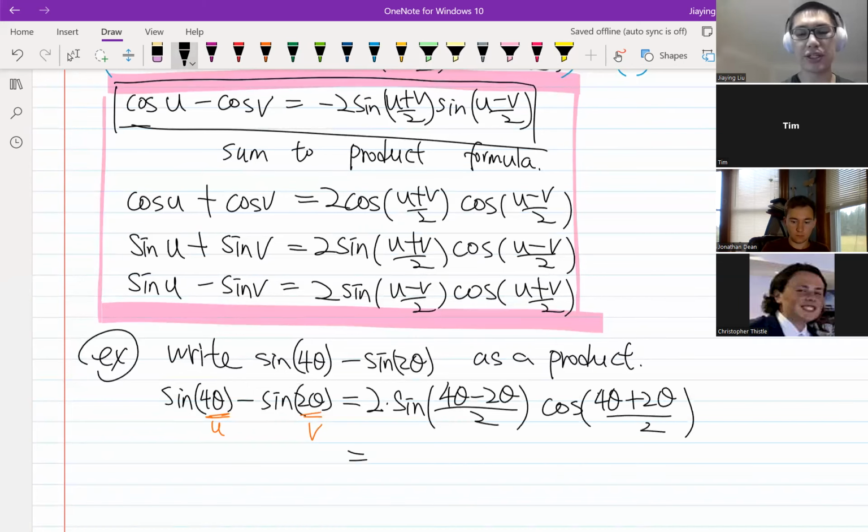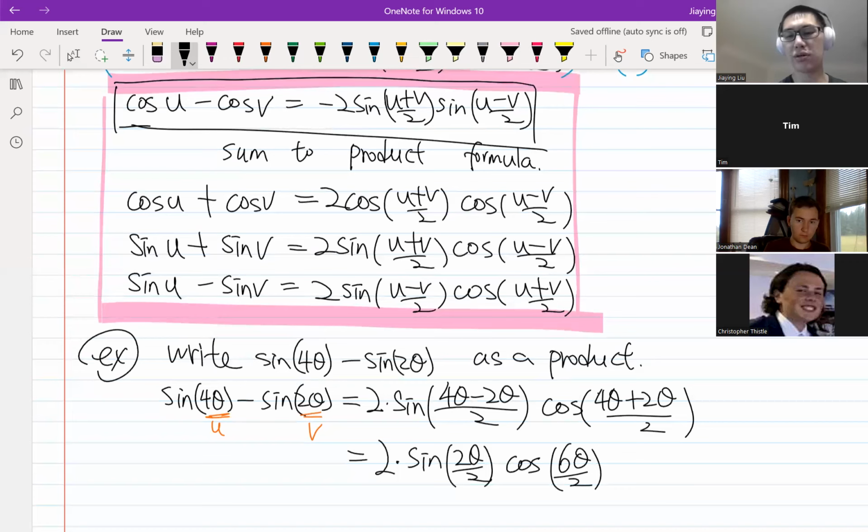And we can simplify this as 2 times sine. 4 theta minus 2 theta, that's the 2 theta, so that's the 2 theta over 2. Cosine is going to give us 6 theta over 2, and then we divide by 2 in the parentheses. So we get 2 sine theta cosine 3 theta.